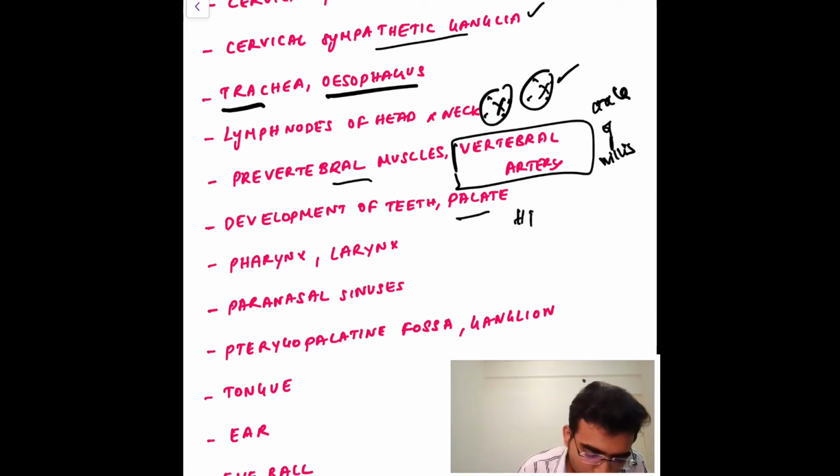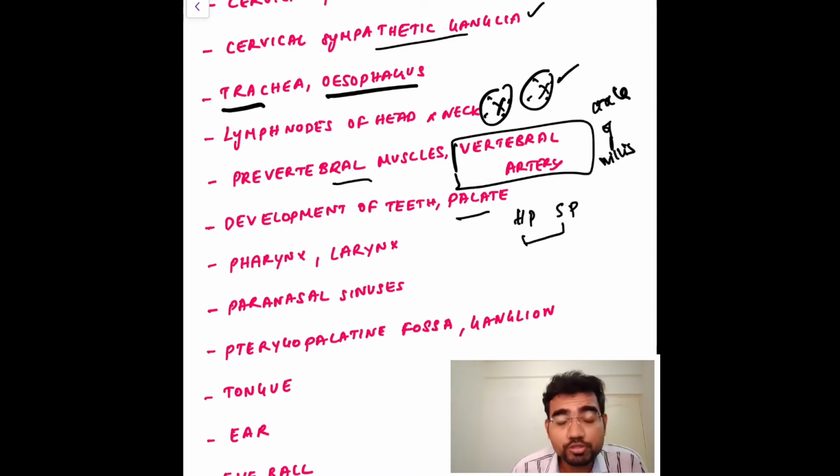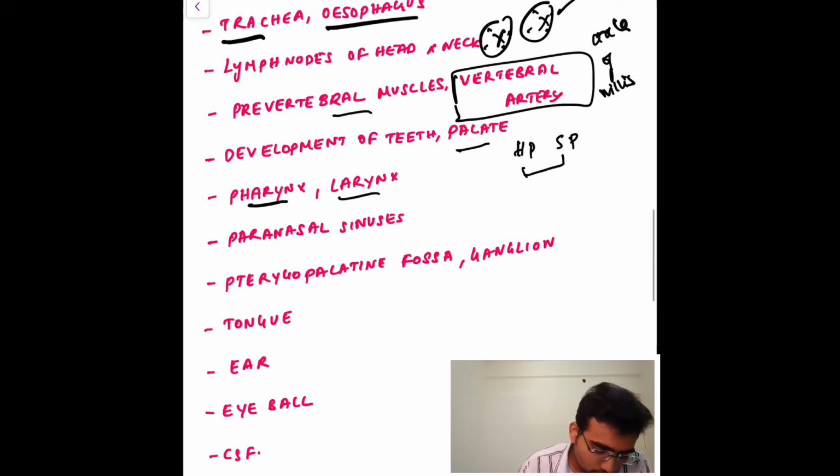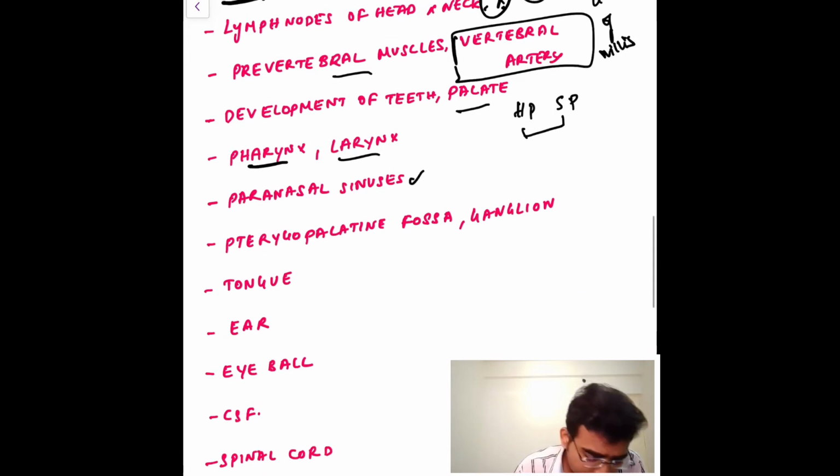For the palate, you have to talk about the hard palate and the soft palate, each one, how it develops, what are the muscles associated with the soft and hard palate, and what are the applied aspects of it. And the pharynx and the larynx: the pharyngeal muscles, the laryngeal muscles, and how the pharynx and larynx develop. And then you should know about Killian's dehiscence, as well as the applied aspect of the pharynx and the larynx. So next one is the paranasal sinuses, the typical 4 paranasal sinuses, and you have already read the maxillary sinus and osteology aspect.